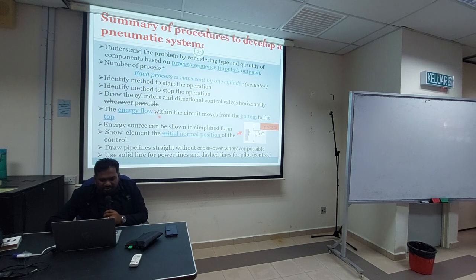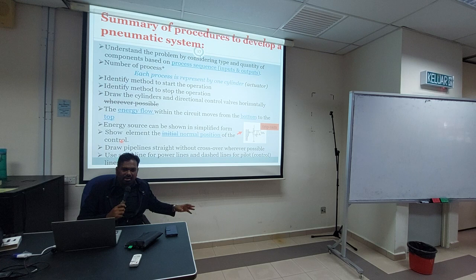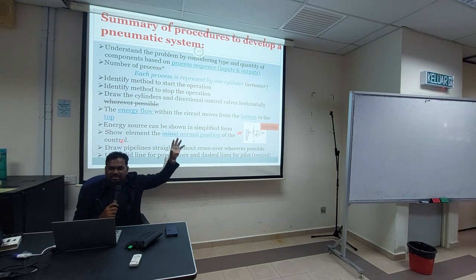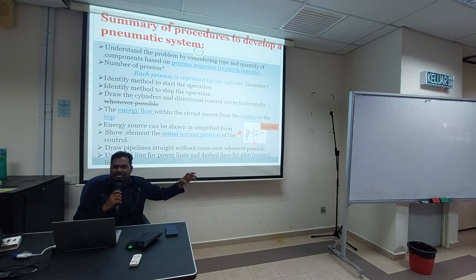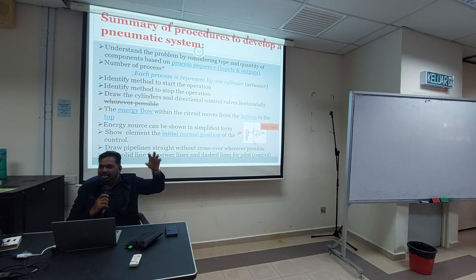Okay, the energy flow within the circuit move from bottom to top. Okay, so compressor dekat bawah, jangan lukis compressor dekat atas. So dari bawah naik ke atas. Okay, energy source can be shown in simplified form. So energy source, you tak perlu lukis compressor, then filter, regulator, lubricator, baru masuk ke circuit.